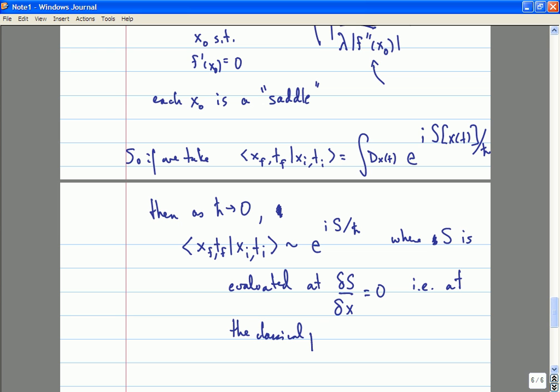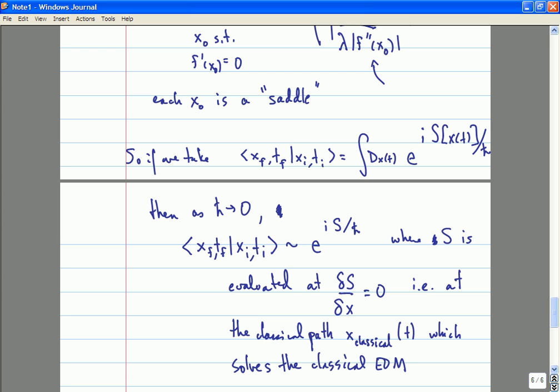We could call it x classical as a function of t, which solves the Euler-Lagrange equation, namely, which solves the classical equation of motion. Is that clear?